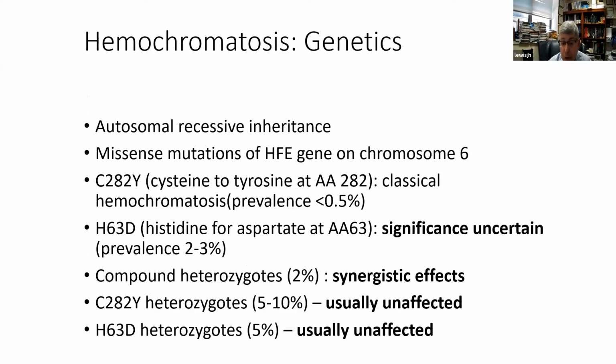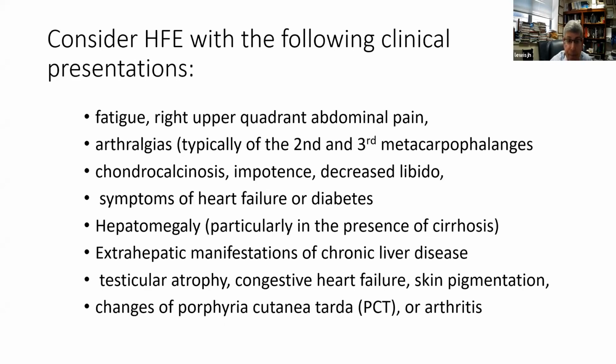And you can also be what we call a compound heterozygote, meaning you've got one C282Y and you've got one H63D allele, and those patients are as close as you can get to homozygous C282Y patients. The heterozygotes for C282Y, meaning they've got one gene and the other is normal, are usually unaffected patients. And the H63D heterozygotes are also usually unaffected. We don't have to treat them because usually they never develop disease.